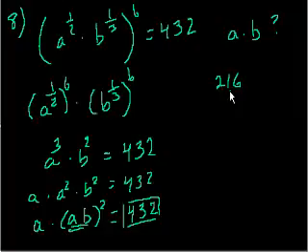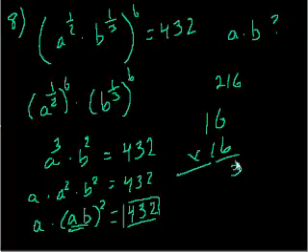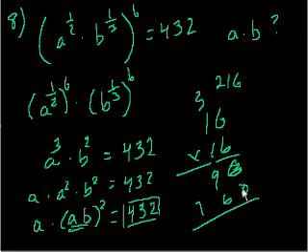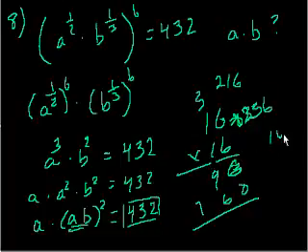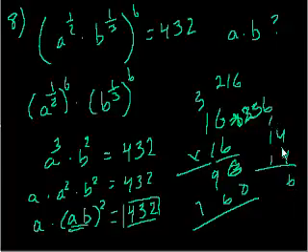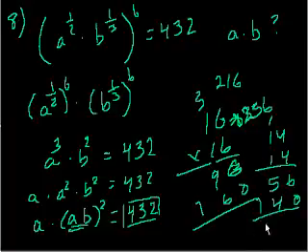Is 216 a perfect square? Well, let's see. What is 16 times 16? That's 256, so that's not it. And let's see, 14 times 14, that might be it. 4 times 4 is 16, and so on, that's 196. So no, 216 isn't a perfect square.